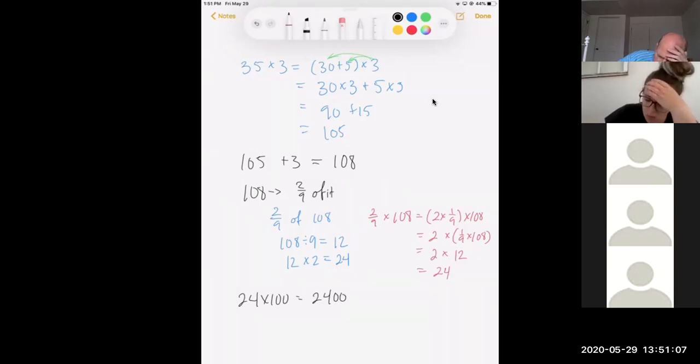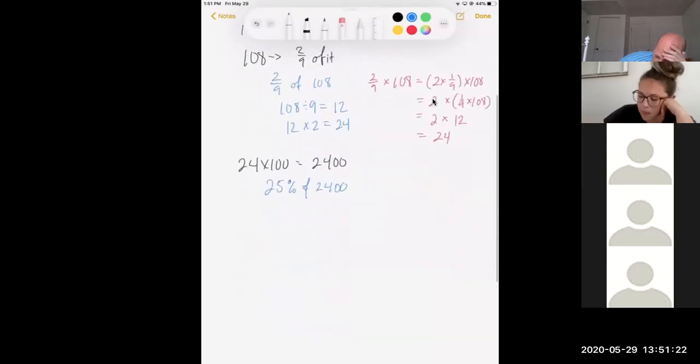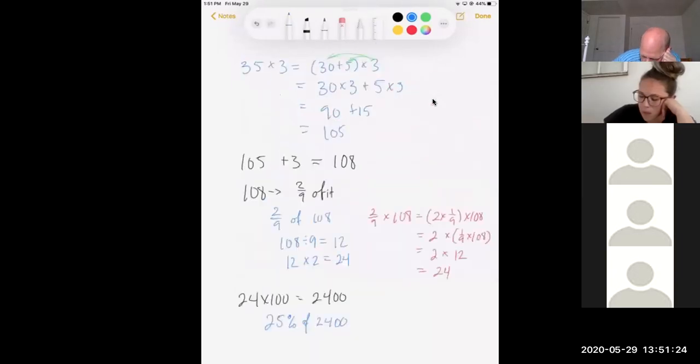This is looking familiar. Did we do this one already? That's okay. Don't know what's going on with my iPad.